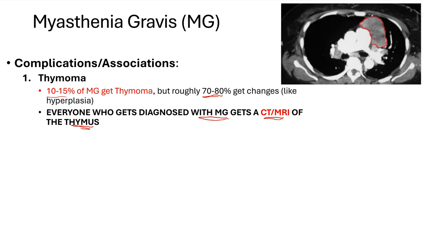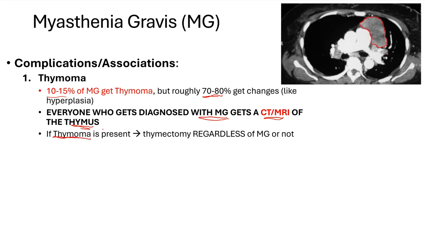Well, we're looking for an enlarged thymus or a thymoma, which is demonstrated here, outlined in red in this image. This helps to dictate treatment. If a thymoma is present, whether or not you have MG, a thymectomy is going to be done. The reason is that this is associated with increased remission rates in patients with MG. Thus, if a thymoma is found, we typically are going to remove it, and if they have MG, then most likely that will help to put it into remission. This is extremely high yield to know for test day.